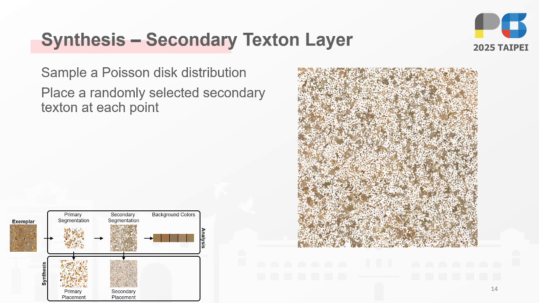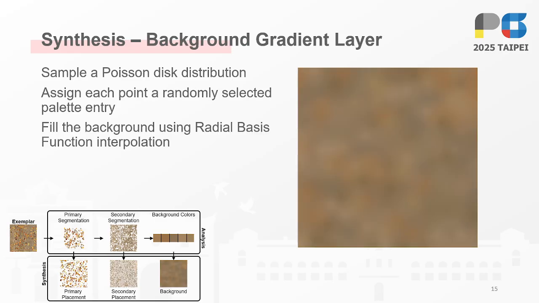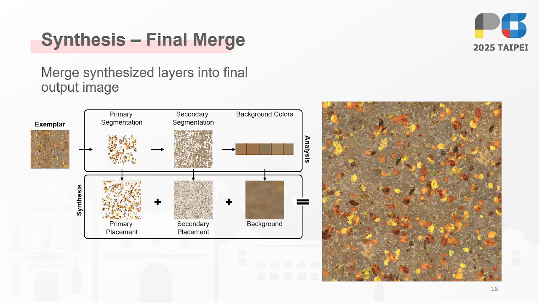Next, we generate the secondary texton layer. This is done by sampling a Poisson disk distribution, and we place a randomly selected texton at each point. Now we generate the background gradient layer, and this is also done by sampling a Poisson disk distribution. We assign each point a randomly selected palette entry, and we fill the background using radial basis function interpolation. Now that our layers are generated, we can merge them together to produce our final output image.